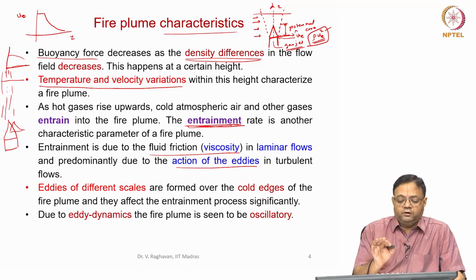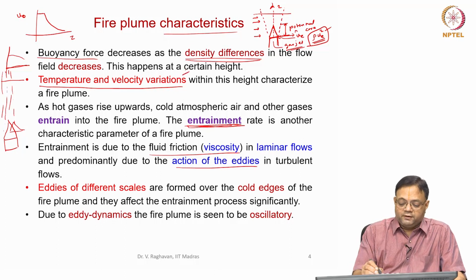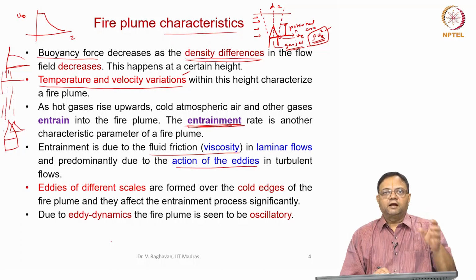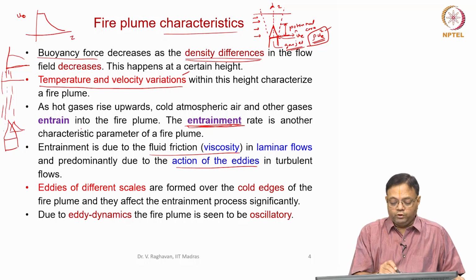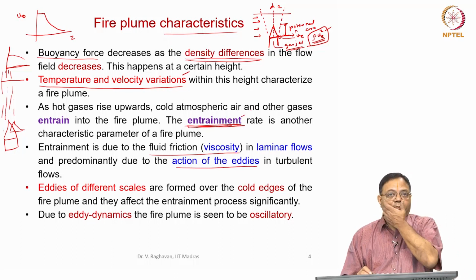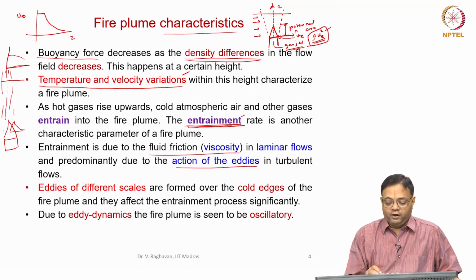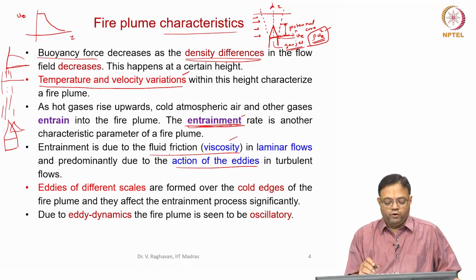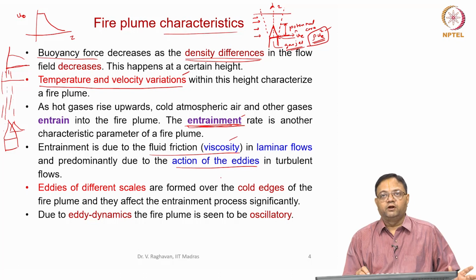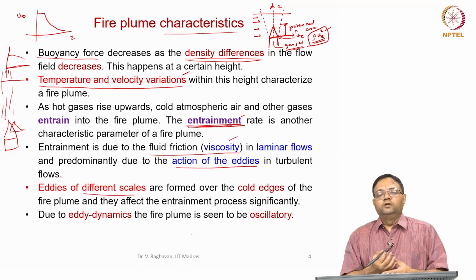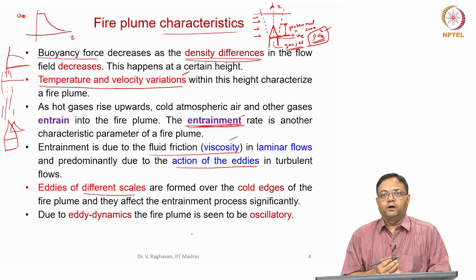So, the important characteristics of a fire plume are the temperature and velocity variations that will signify the strength of the fire plume. Then you go to the entrainment rate of the ambient air and the gases inside this. In the case of laminar flows, it is due to fluid friction that the entrainment occurs. In the case of turbulent flow, it is due to the action of eddies of different scales. Okay. So, these are the important things which you will understand.